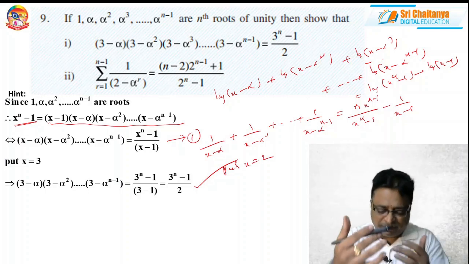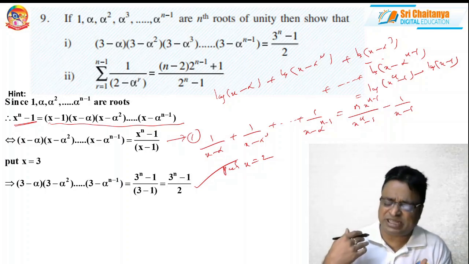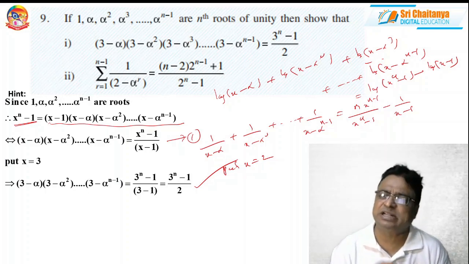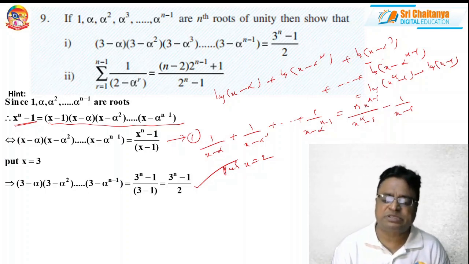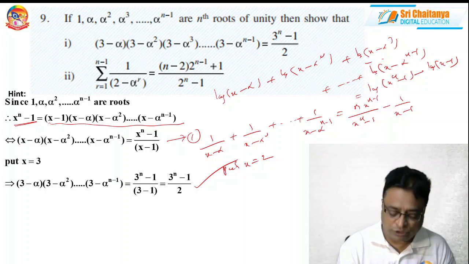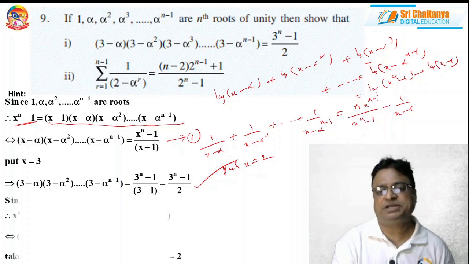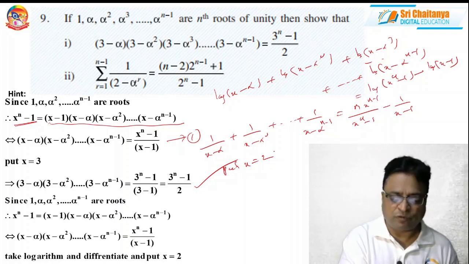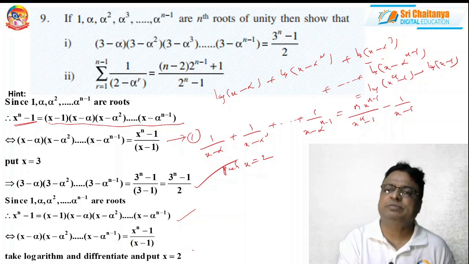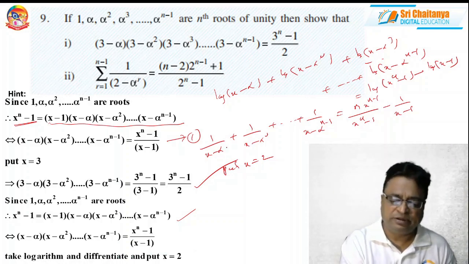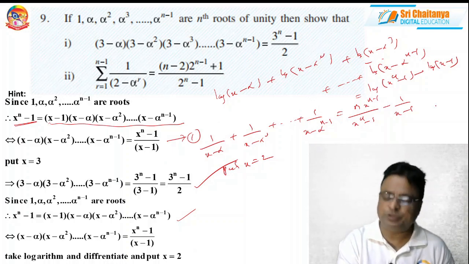So whenever 1 by something is given to you, immediately in your mind, with experience only you can get these ideas. Nothing to worry. And these are all linked problems, linked with the previous chapters also. This kind of questions in general are very, very important for advanced type of examination. Okay, see. So what I did, I took logarithm on both sides and differentiated on both sides with respect to x and substituted x is equal to 2, you get the answer.